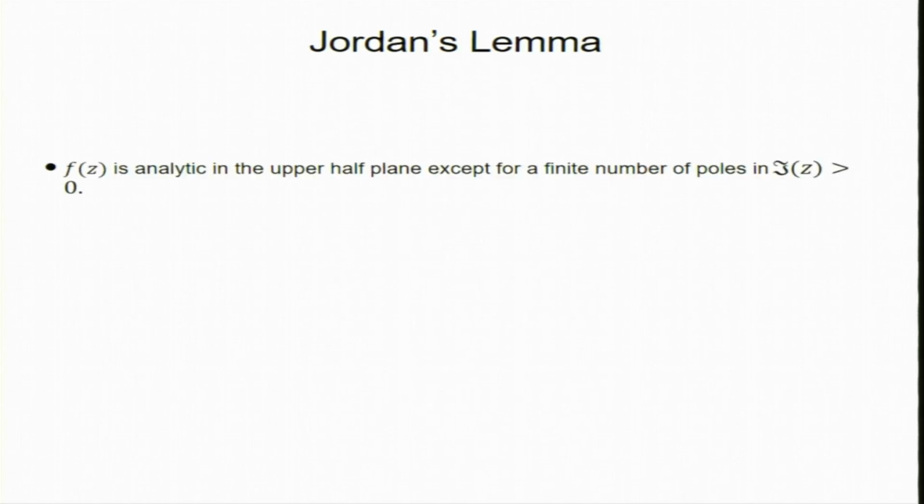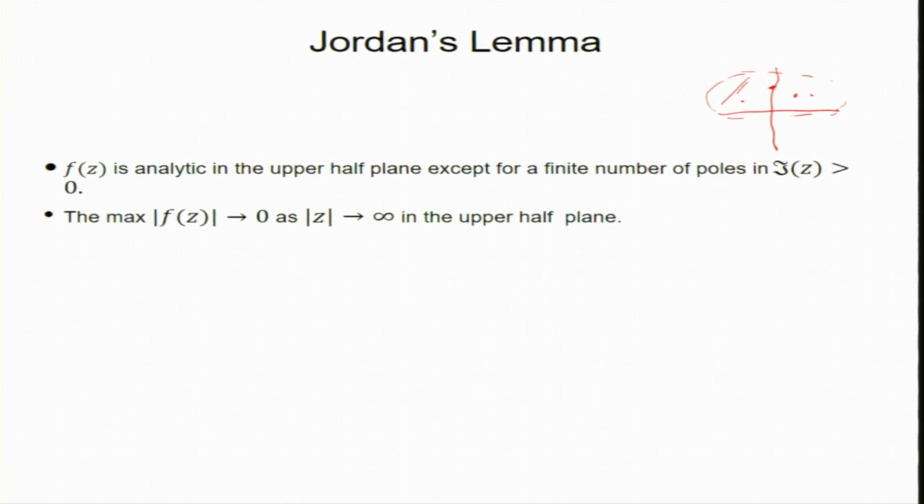Jordan's lemma, we need this again often. So, what is Jordan's lemma? f z is analytical in the upper half plane except for a finite number of poles in the upper half. So, this is the z plane, but in the upper half it is analytical, except there are a finite number of poles. There could be a pole here, there could be a pole here. It is analytical in the upper half, meaning the derivative is defined, and if you avoid the poles and take a closed contour, the integral is 0, all those properties.